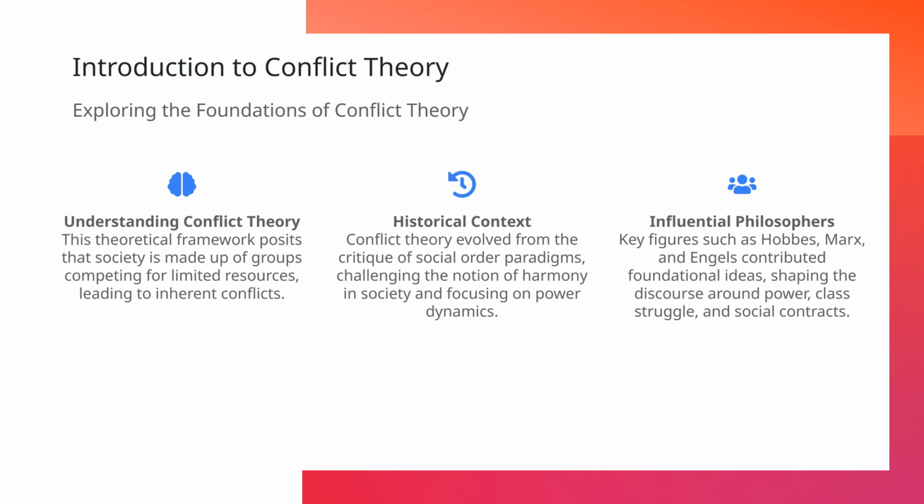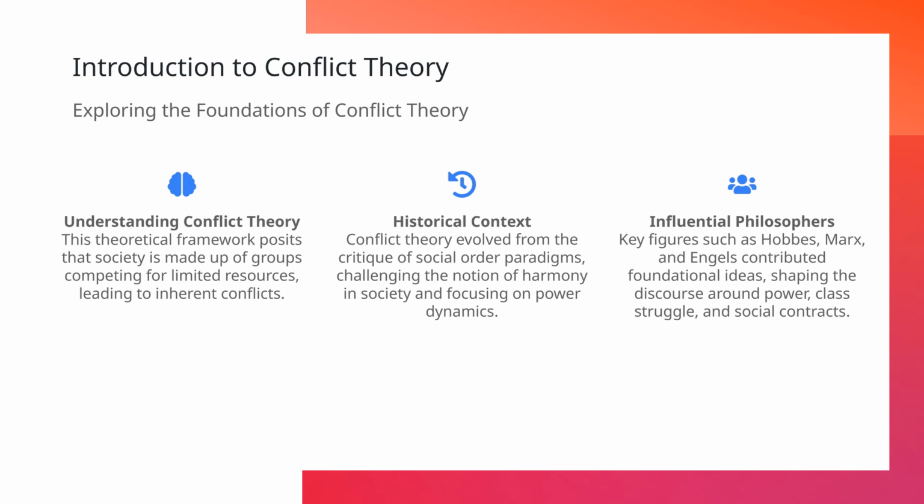So in our text, it does give us a brief introduction to conflict theory. Basically, conflict theory serves as a lens through which we examine the complexities of societal dynamics. So it asserts that conflict is inevitable due to the competition for resources and power among groups. The historical backdrop of this theory reveals a shift from traditional views of social harmony to more of an appreciation of the unequal distributions of power and resources. So philosophers like Hobbes, Marx, and Engels have really influenced this framework. They each contribute their own unique insights that continue to resonate today.